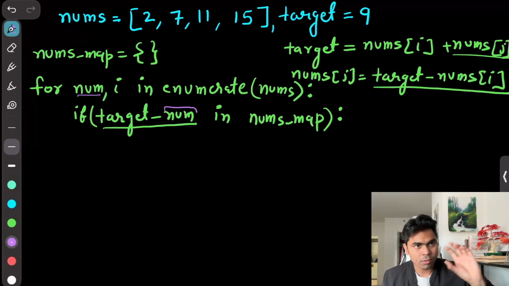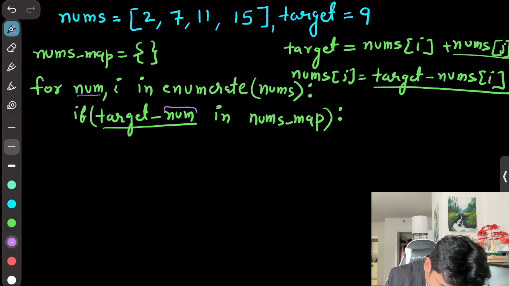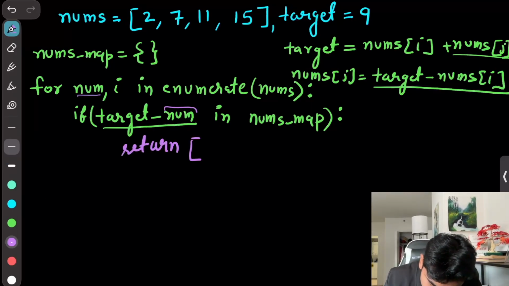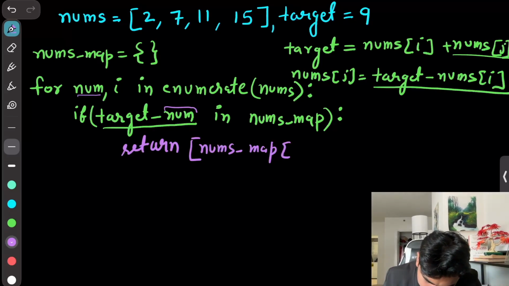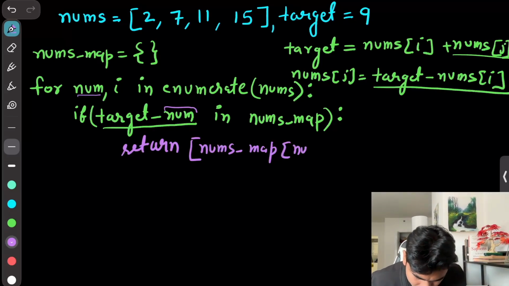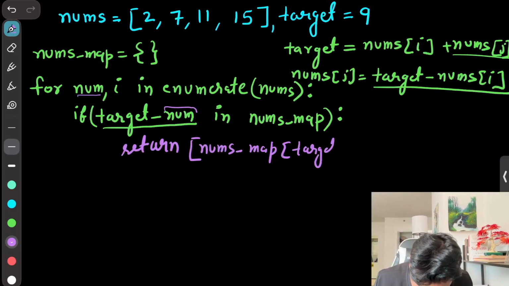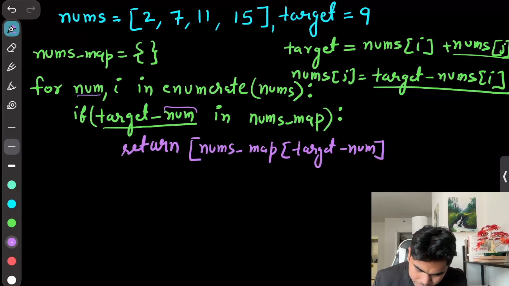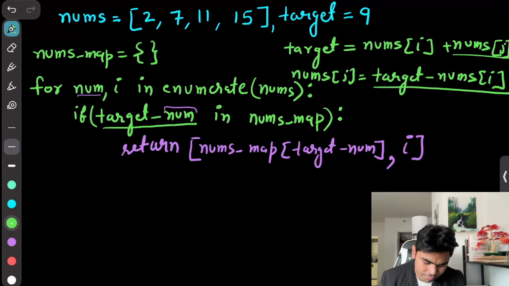So if that number is already in my map, I found my answer and I can return. What are you returning? From my nums map, for target minus num, this number's index, and then the current index. This is what I can return now.